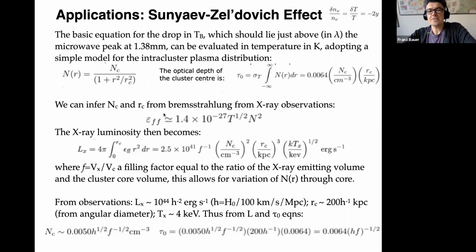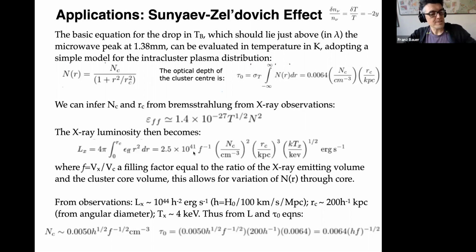Because the free-free emissivity is going to go as the temperature and the density squared. And so we can calibrate what this is going to look like by getting the X-ray observation. So we can estimate what the Sunyaev-Zeldovich signal should be given this distribution. And so we know that we measure our X-ray luminosity, which is proportional to these things.